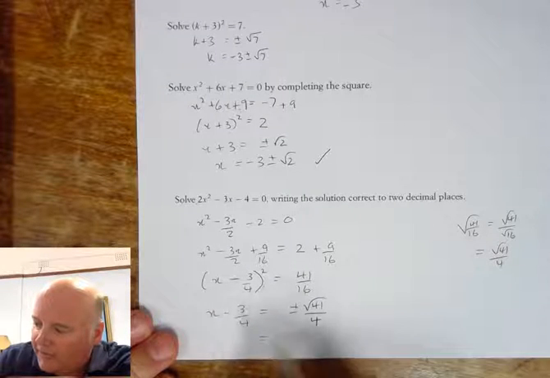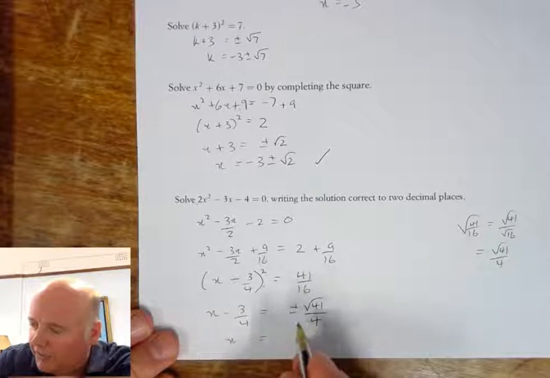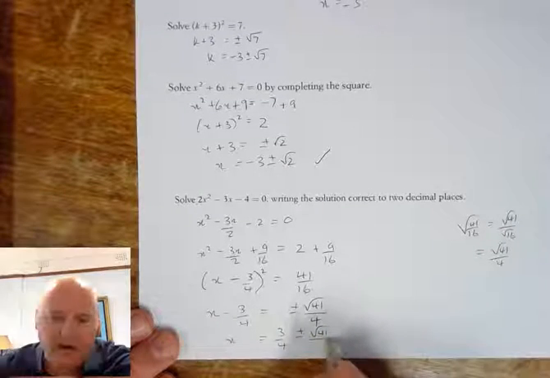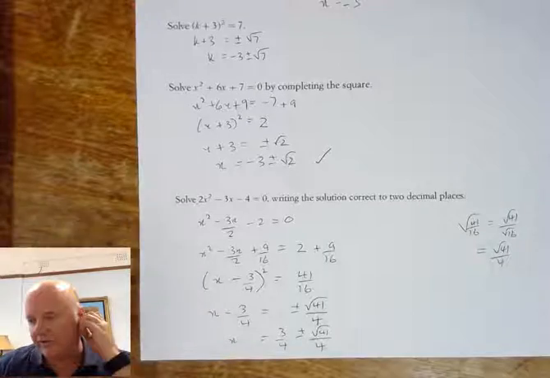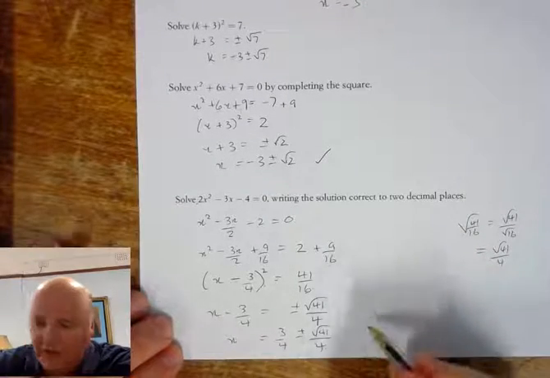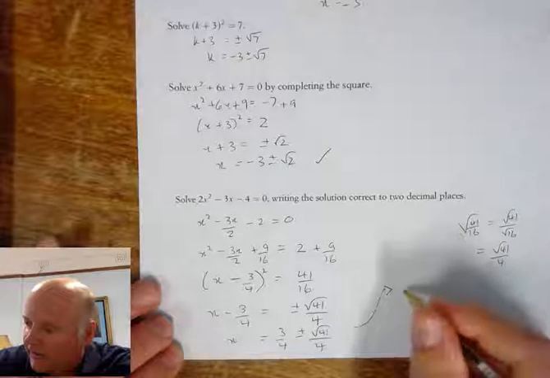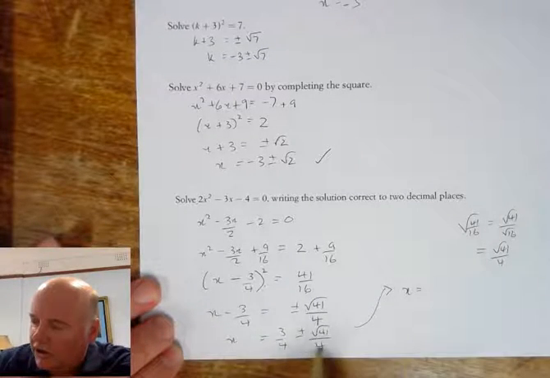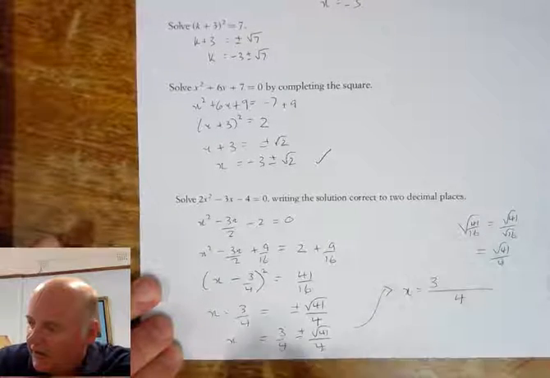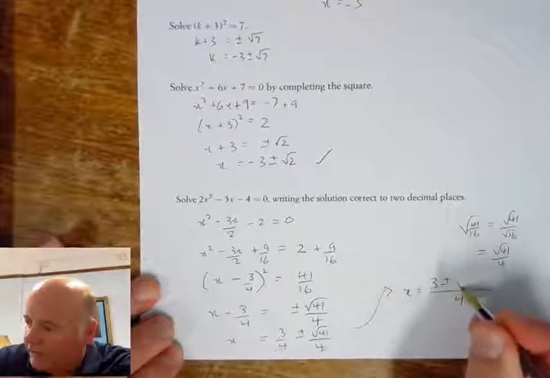What happens now is the 3/4 comes over, becomes a positive 3/4. So we get plus or minus root 41 on 4. I can't think of a single completing the square question where these denominators aren't the same. Okay, so what ends up happening is just write your answer underneath it like this. X equals, because they've got a common denominator, you can write that all on the bottom. So we go 3, that 3 there, plus or minus the square root of 41.